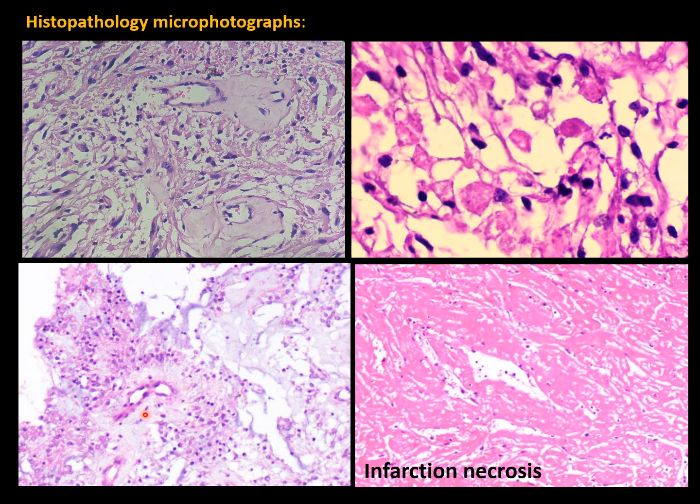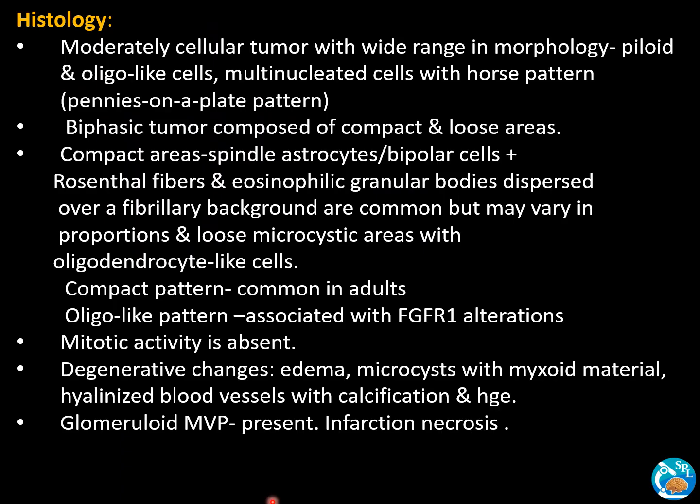And in the cellular pattern, this is one pattern, that is the perivascular rosetoid pattern. You can see the perivascular rosetoid arrangement of the neoplastic cells. So it should not be mistaken for a case of ependymoma. Another feature which may be found in pilocytic astrocytoma is the glomeruloid microvascular proliferation. Now, this should not be mistaken for the microvascular proliferation found in the grade 4 glial tumors.